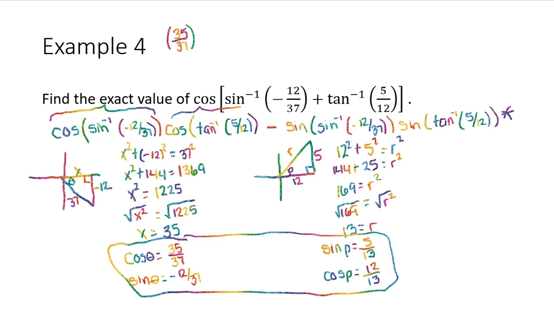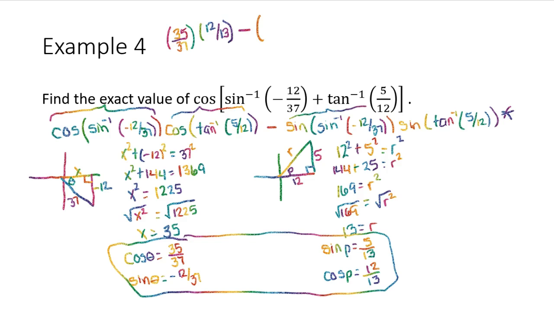This piece right here is asking me what's the cosine for the angle where the tangent was 5/12. Well, that's over here. We knew that the tangent was 5/12, and the cosine of that angle was positive 12/13. All right, and then we're subtracting.